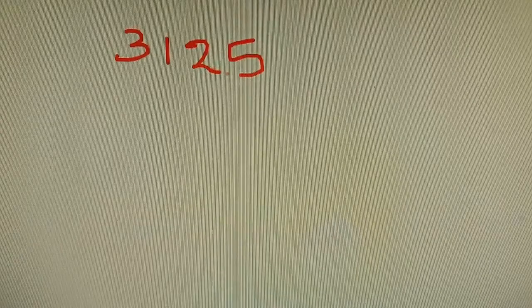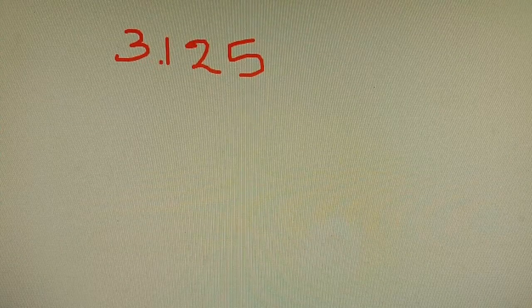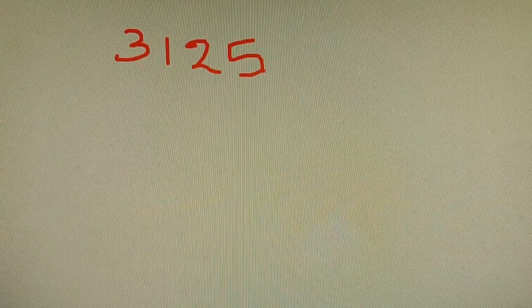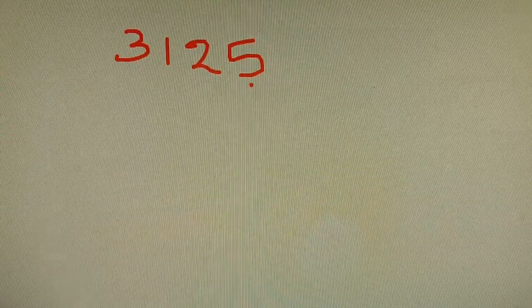Okay, so 3125. Then is it divisible by 3? We can check. Anyway, it is not divisible by 2, because it is not an even number.